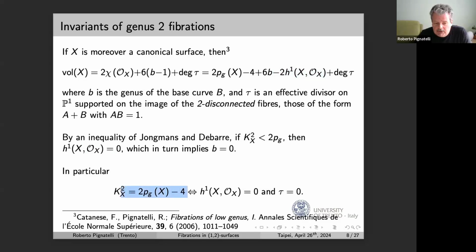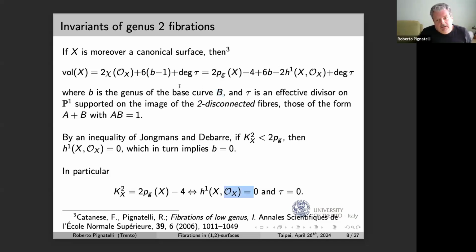Equality in the Noether inequality is equivalent essentially to being in this situation, genus 2 fibrations, assuming a genus 2 fibration, if you want, which for pg equals 7 is not necessary. Equality in the Noether inequality is equivalent to asking regularity and tau equals 0, which means there are no two disconnected fibers. And this remark allows us to say that h1 equals 0 in fact implies that the base curve is a P1, because if the base curve has positive genus, the 1-forms on the curve pull back to 1-forms on the surface, which gives you irregularity.